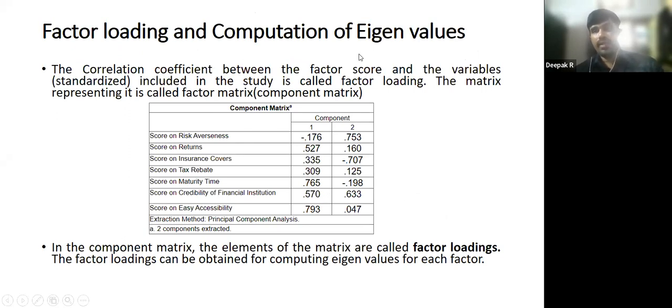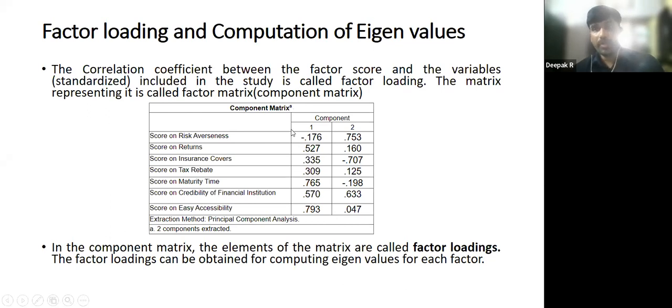Here you will notice the factor loadings and the computation of the eigenvalues, because you have gone for factor analysis and each factor is able to explain a certain percentage of the variation. So how did we arrive at that percentage of variation? The correlation coefficient between the factor score and the standardized variables is referred to as factor loadings, and the matrix which represents it is referred to as the component matrix.